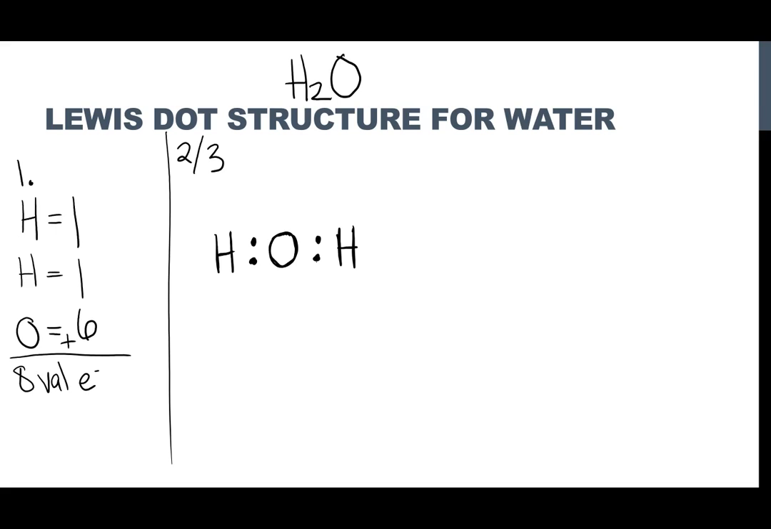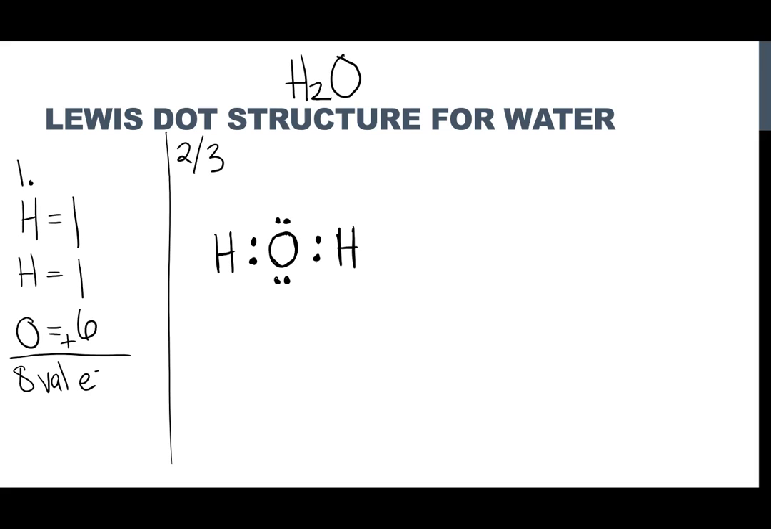I have a total of 8 electrons that I have to use. So where are the other electrons going to go? Well, oxygen still needs some, right? He wants a total of 8. Right now he only has 4. So I'm going to put 2 on the top of his imaginary box and 2 more on the bottom of his imaginary box.